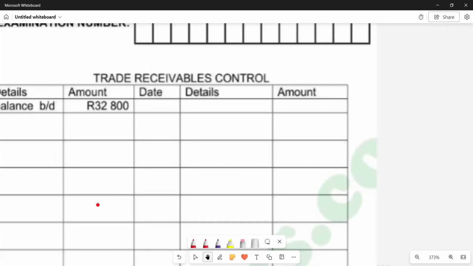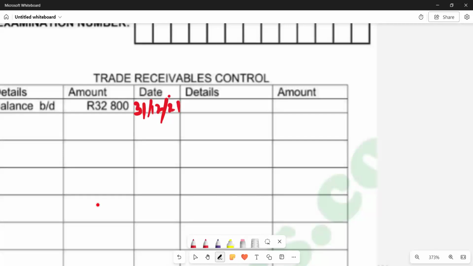So what are we saying? Remember, this is happening at the end of the year. These trade receivables control accounts are prepared at the end of the year. So the date that we are going to put there should be at the end of the year, so if you are saying 31, 12, that's when we are going to have such entries. And the year is 2021.